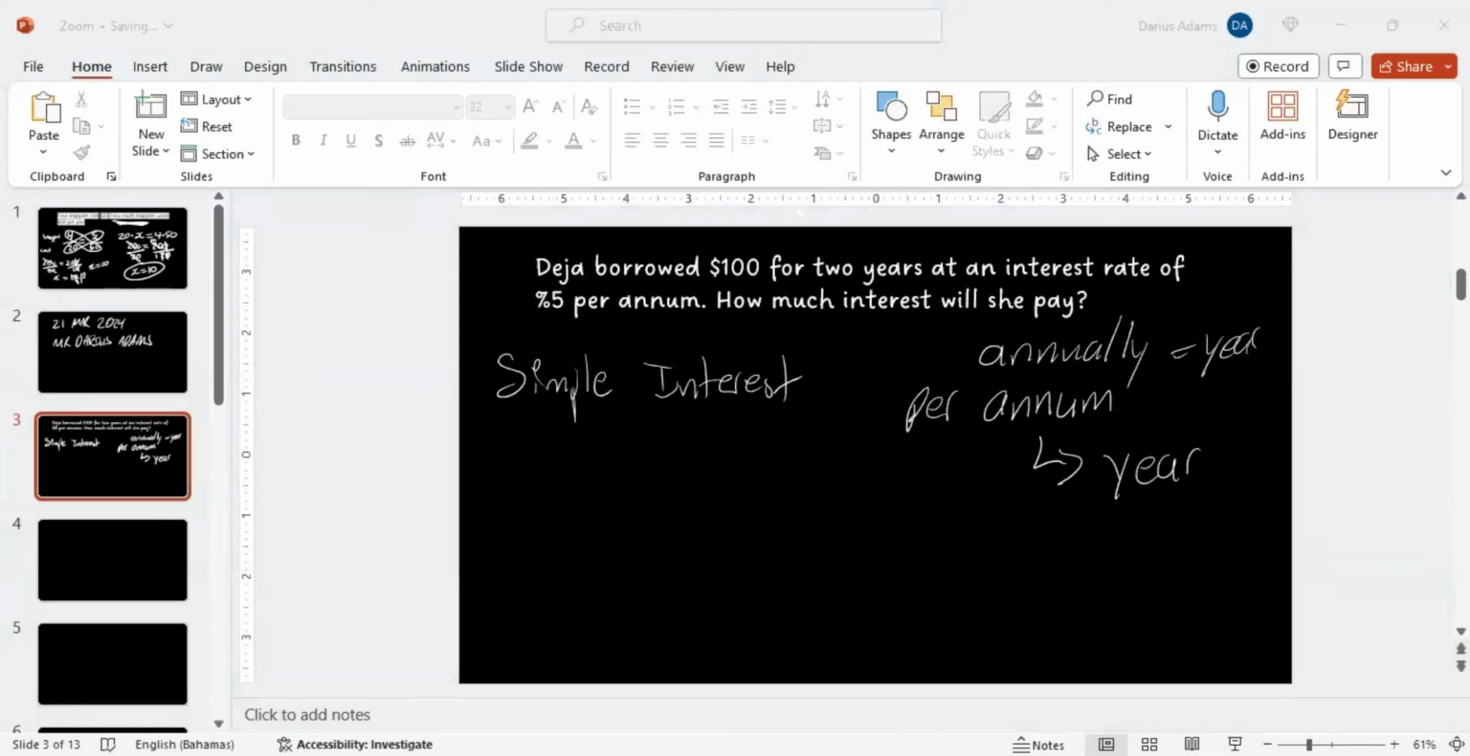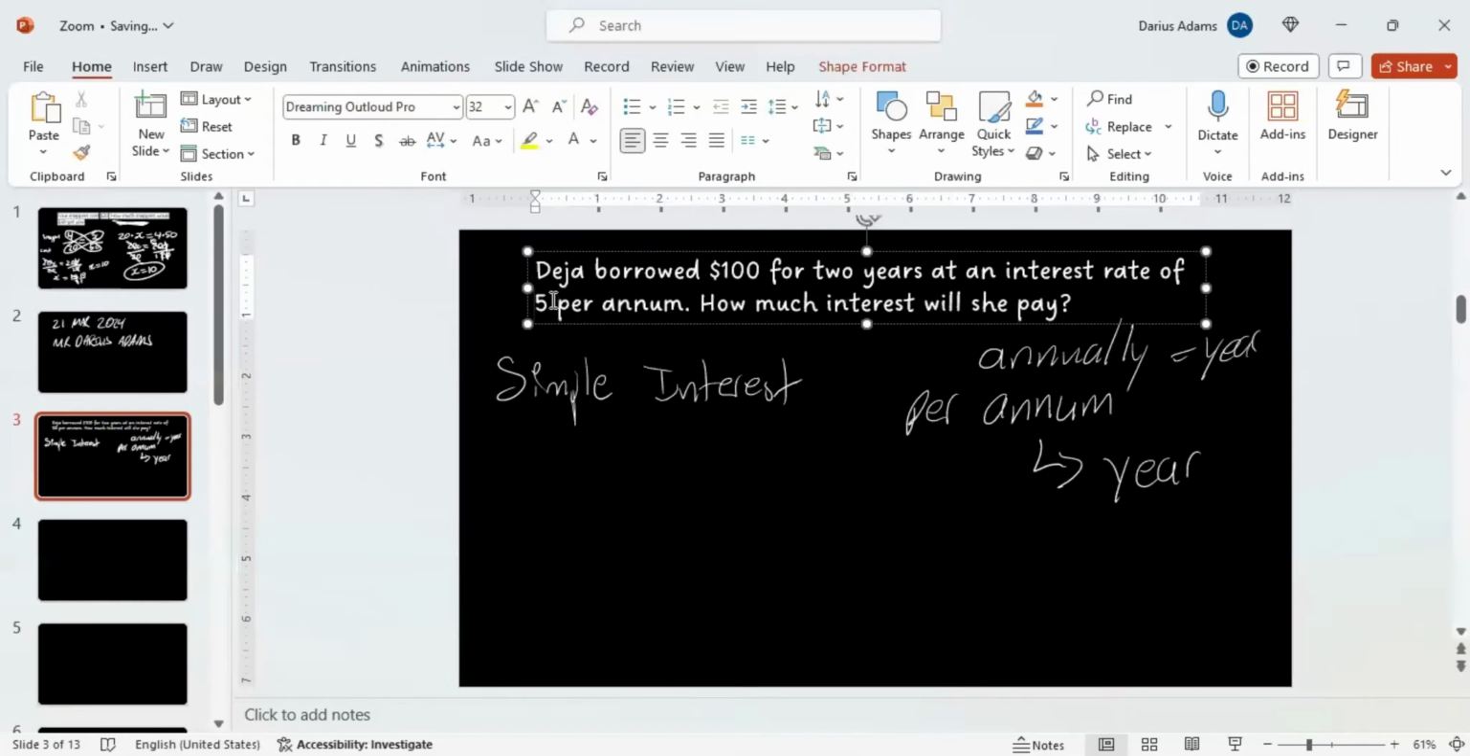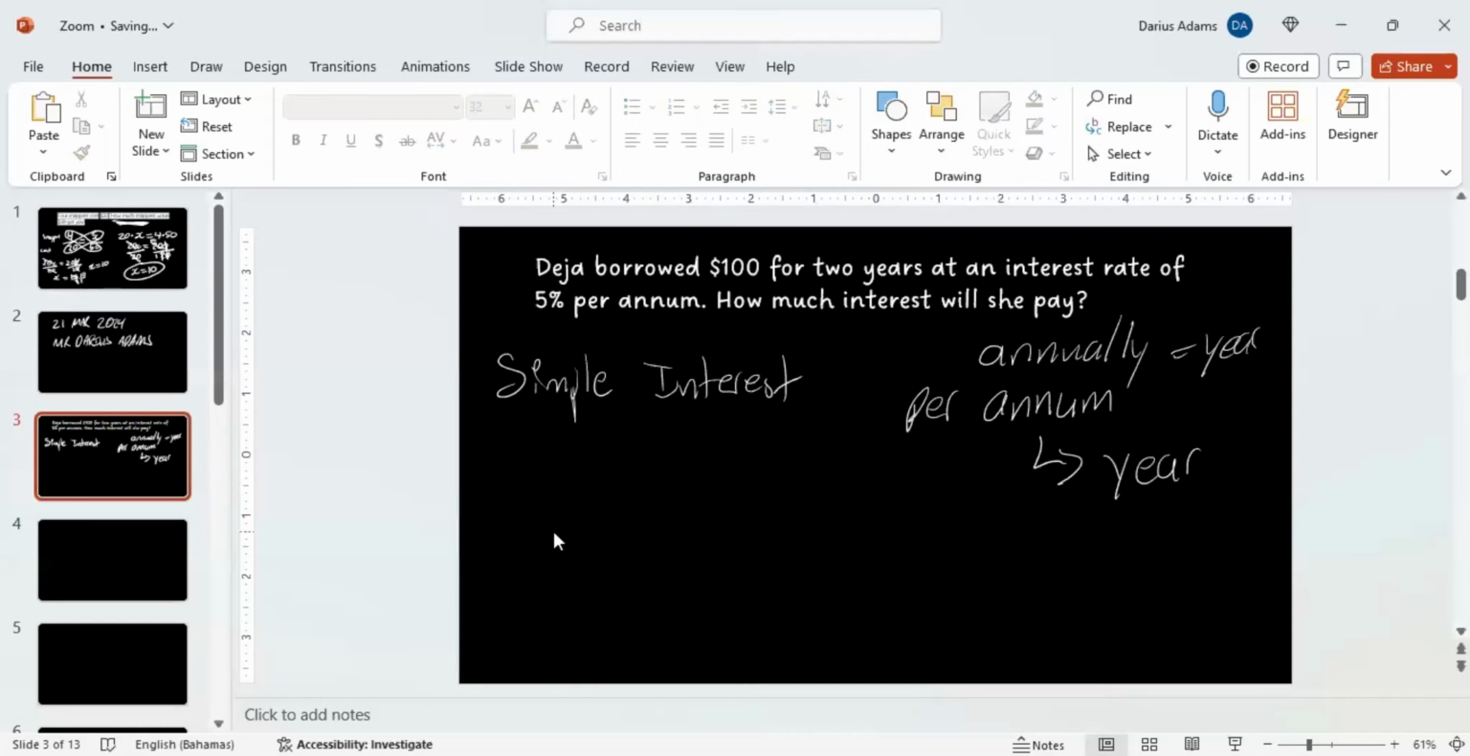So remember, if we want to find 5% for 1 year, we want to find 5% of 100. This percent sign should have been behind the five, but no big deal. So we want to find 5% of 100. What do we do?